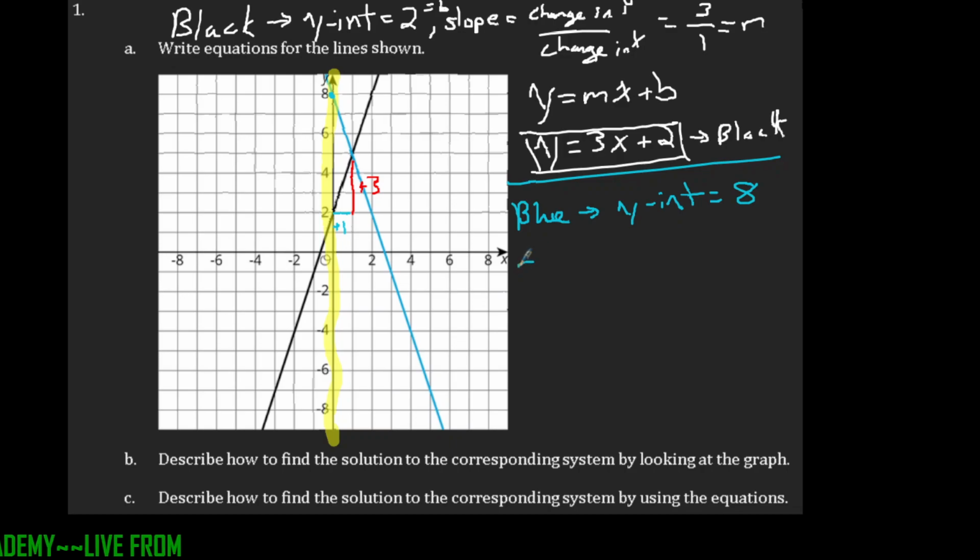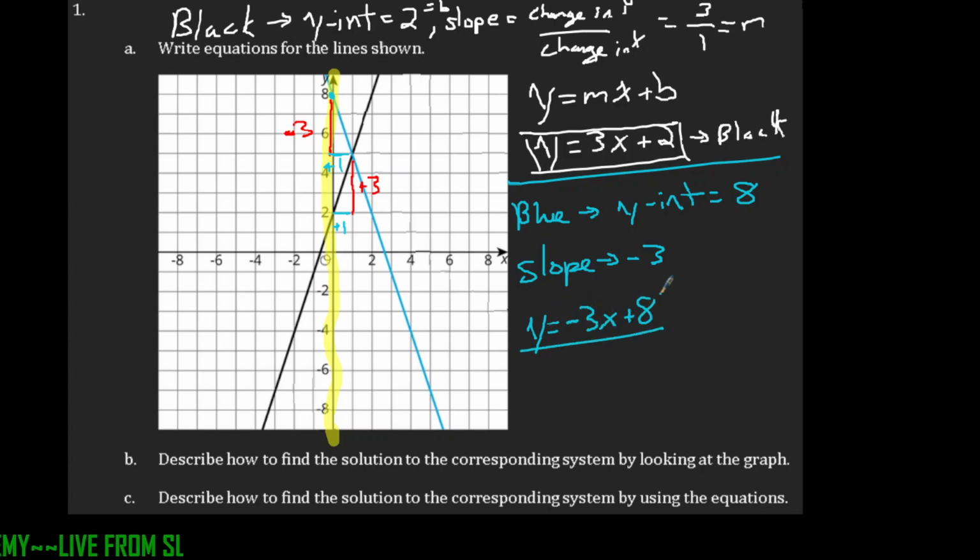Our slope, however, notice how it's going down and to the right. So our change in y is going to be minus 3, and our change in x is going to be plus 1. So for every 1 step to the right, we go 3 steps down. So our slope is going to be negative 3. Put that information together, we have the equation y equals negative 3x plus 8 for our blue equation.